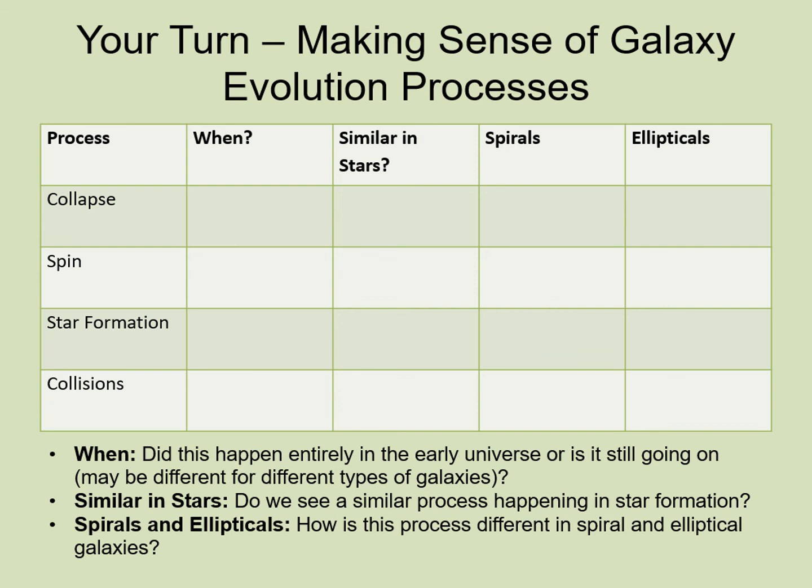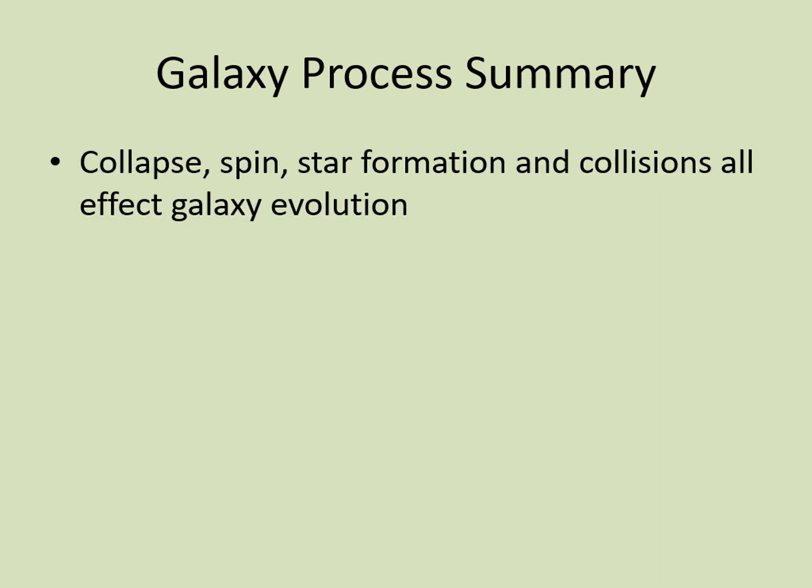Let's summarize the major processes that affect the evolution of galaxies. There are 4 important processes: gravitational collapse of the protogalactic cloud, rotation of that cloud, star formation within the galaxy, and finally collisions between galaxies. The process of collapse mainly took place early in the history of the universe. We don't see galaxies forming today.